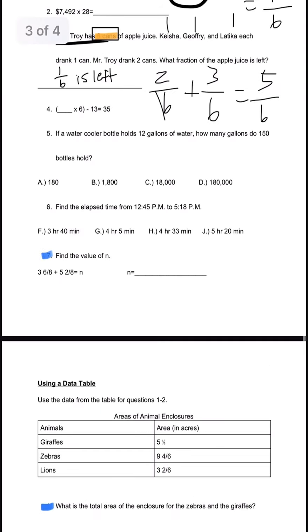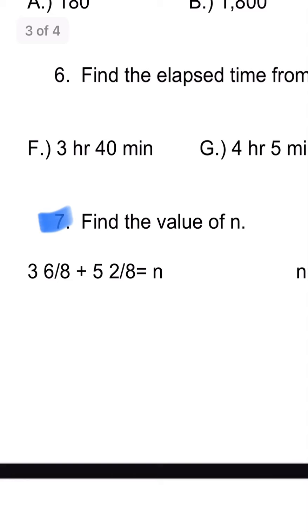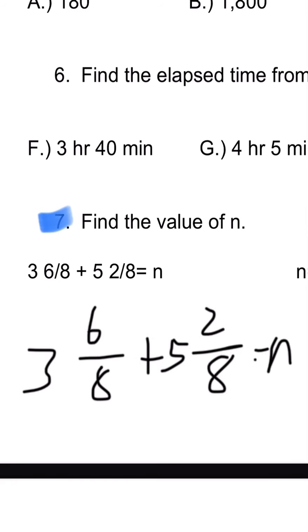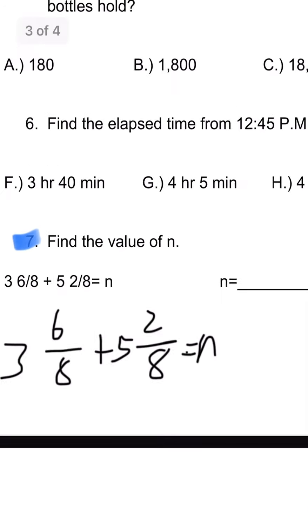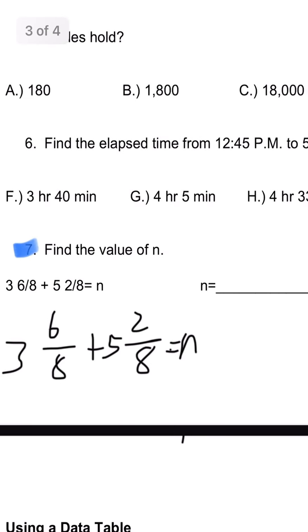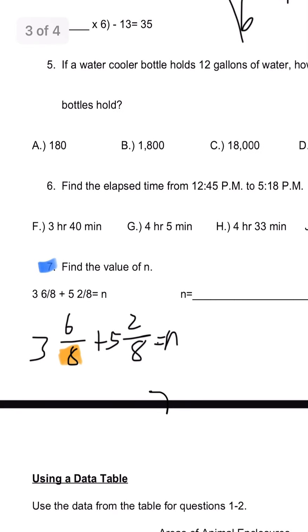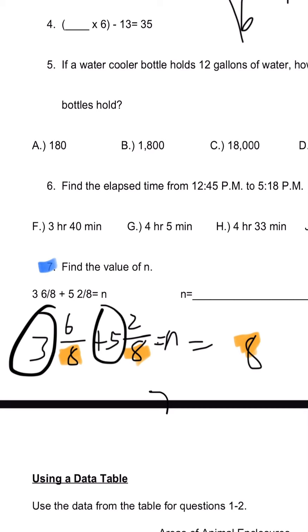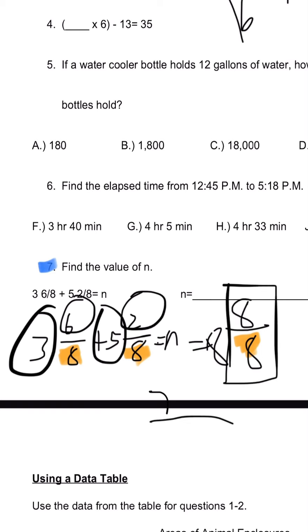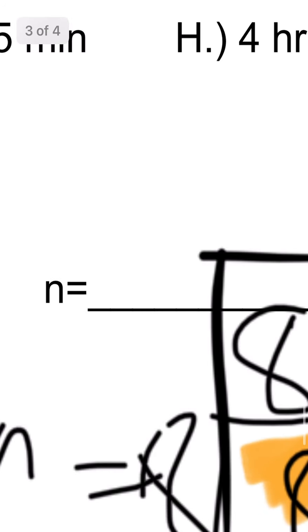Okay, let's look at number 7, find the value of n. So we have 3 and 6/8 plus 5 and 2/8 equals n. So this is the same thing as before. Here we see that we have common denominators. We're going to bring that over here. We're going to add 3 and 5, our whole numbers, which we get 8. And our numerators, 6 plus 2, is also 8. So we have 8 over 8, which is 1 whole. 8 plus 1 is 9, so we know that n equals 9.